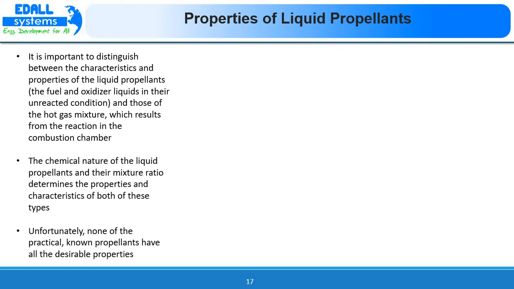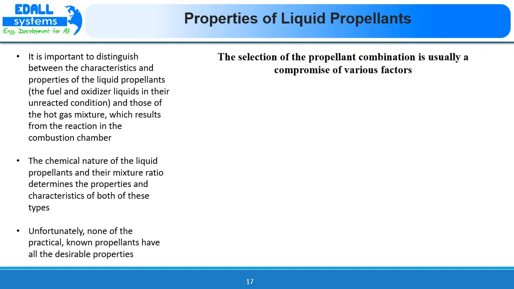The chemical nature of the liquid propellant and the mixture ratio determine the properties and characteristics of both of these types. But unfortunately, none of the practical known propellants have all the desirable properties. The propellants we use today have some of the properties, but none has all of them. So the selection of the propellant combination is usually a compromise of various factors.